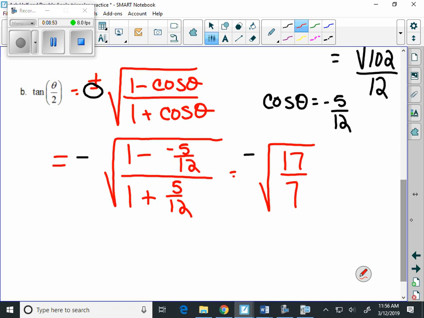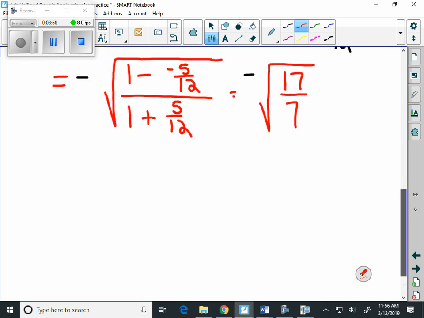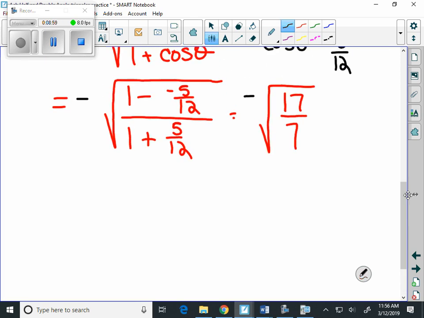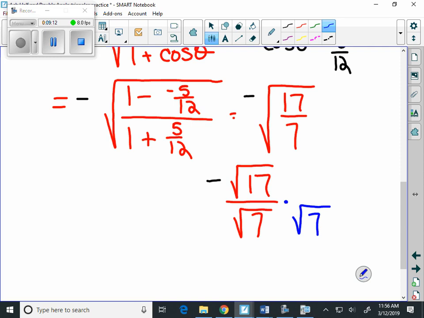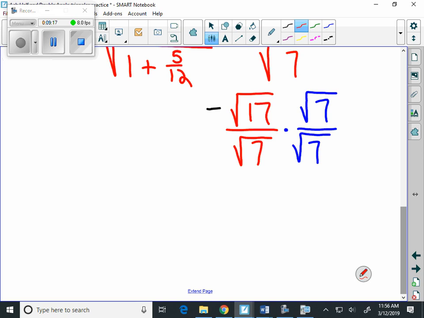But what we need to practice on is, how do we get rid of that radical? Ultimately, what this means first and foremost is that this is negative square root of 17 over the square root of 7. And we want to get rid of the radical in the denominator. So we're going to multiply by a fancy form of 1. Square root of 7 here, square root of 7 there. When we multiply, what we end up with is the square root of 119. 7 times 17 is 119, yep. And then down here, square root of 7 times square root of 7 is the square root of 49.